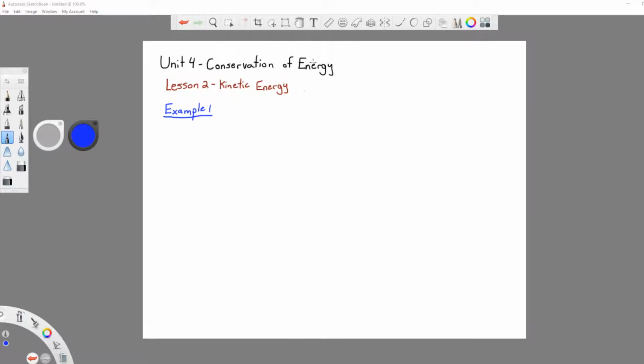The basis of kinetic energy is that it is energy having to do with motion. So our formula here is kinetic energy is equal to 1/2 times an object's mass times the square of its velocity, and this gives us units in joules. Really, it is quite as simple as that. We can jump straight into the first example problem.